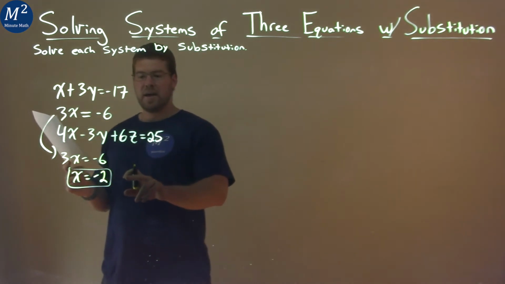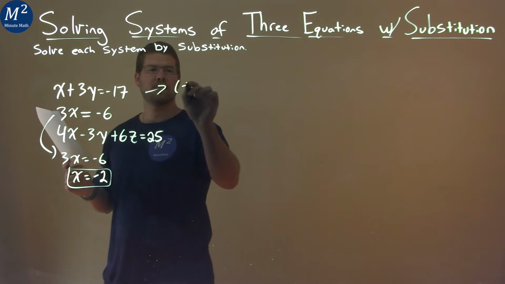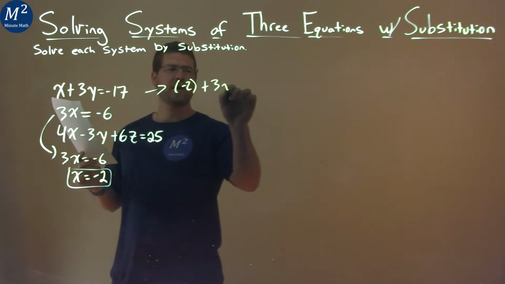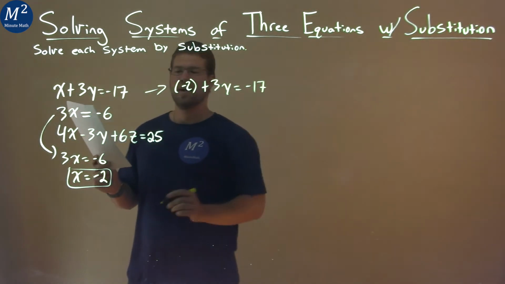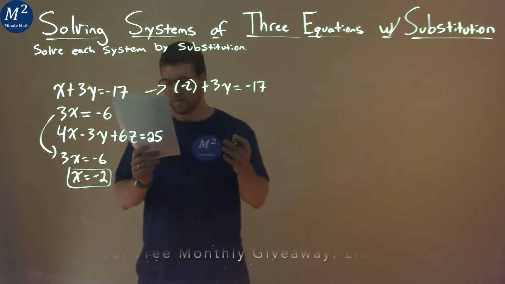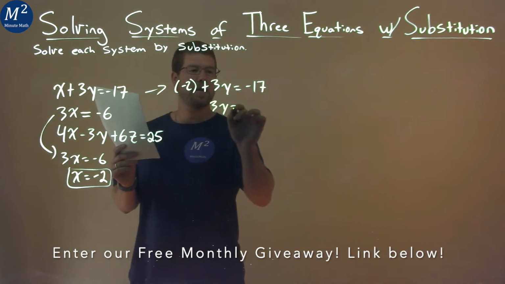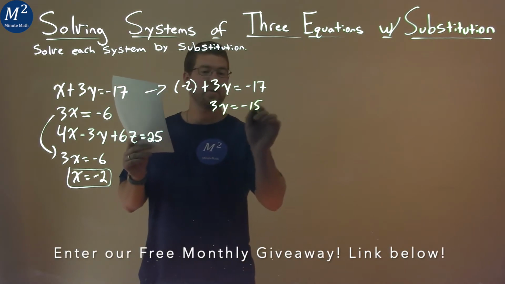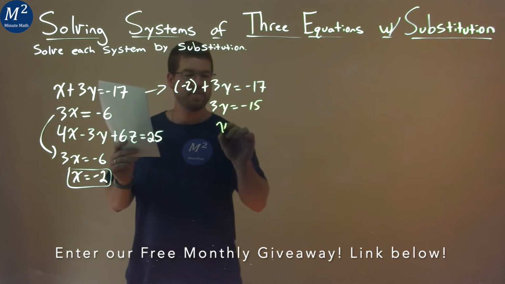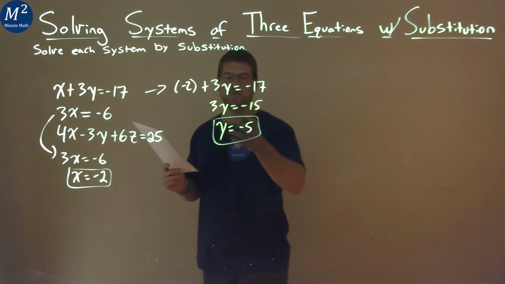Well, we can take that actually to the first equation, and instead of x, we're going to put a negative 2 in. And now we have plus 3y equals negative 17. And look at that, we have an equation already with just y as the only variable. Simplify this, add 2 to both sides, 3y equals, well, negative 15. Divide both sides by 3, and y equals negative 5. And quickly, we got two values.